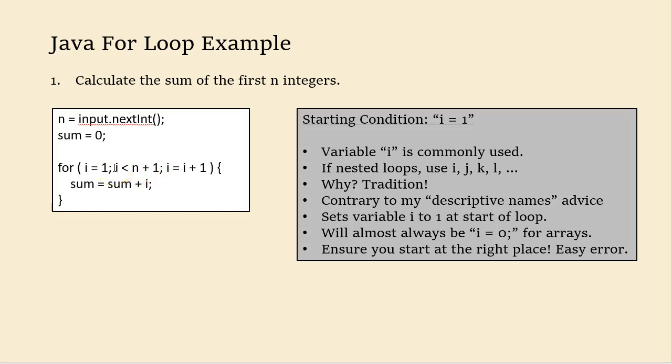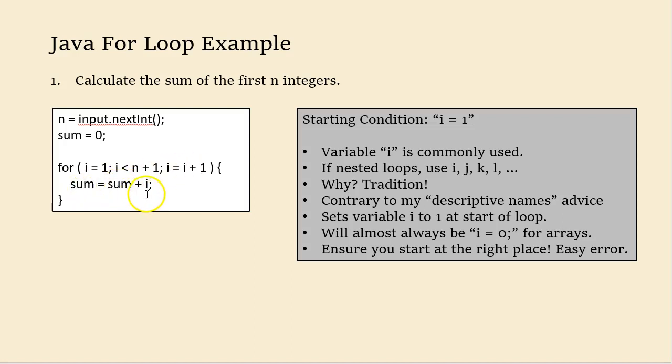Now again, technically that's telling you when to continue. As long as i is less than n plus 1, you're going to continue. As soon as that thing turns false, you're going to stop. And then you say i equals i plus 1. That tells you that each time you go through the loop, you increment i by 1.